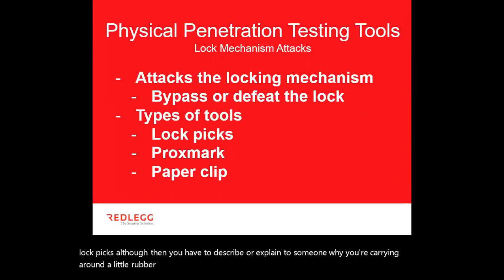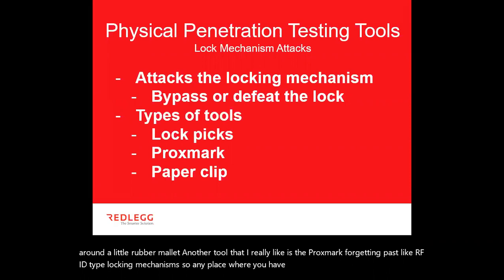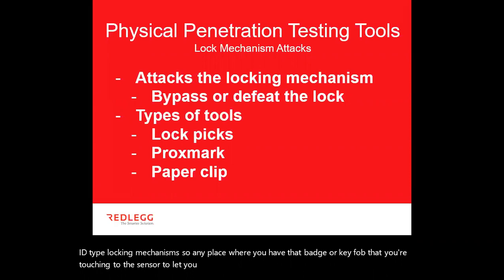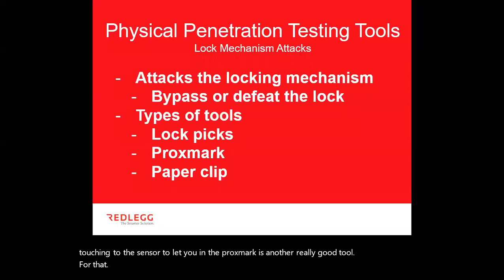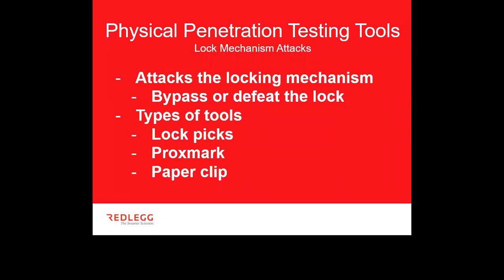Another tool that I really like is the Proxmark for getting past RFID type locking mechanisms. So any place where you have that badge or key fob that you're touching to the sensor to let you in, the Proxmark is another really good tool for that. And that's a place where reconnaissance can really come in handy for projects that we've been hired on. Being able to tell the make and model of a badge sensor can sometimes lead to some interesting vulnerabilities.